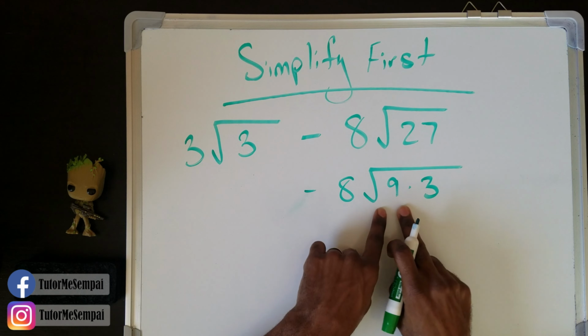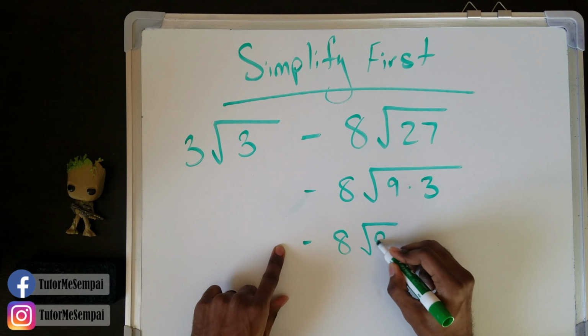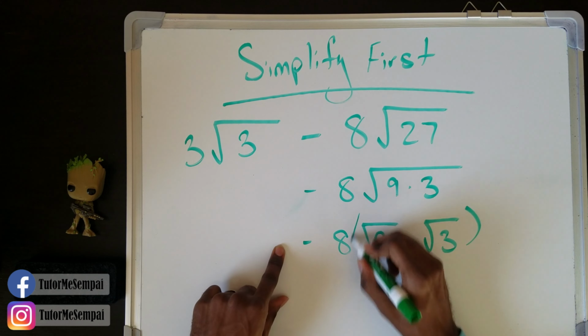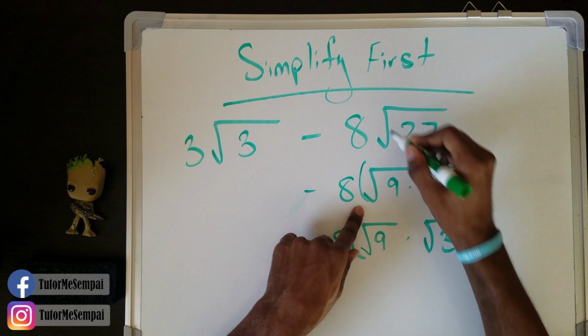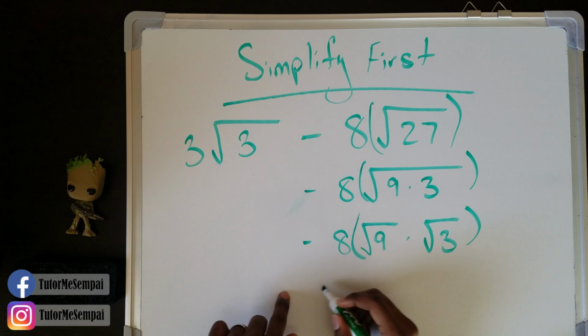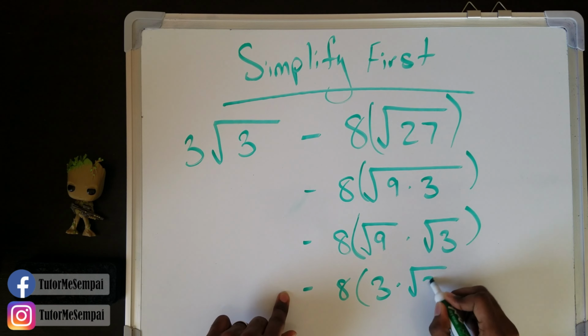And then we know that we can break these up. 8 times the square root of 9 times the square root of 3. I'm going to put these in parentheses so we know that it's the same thing we're multiplying. And you know that this is actually going to be a constant. So this is 8 times 3 times the square root of 3.